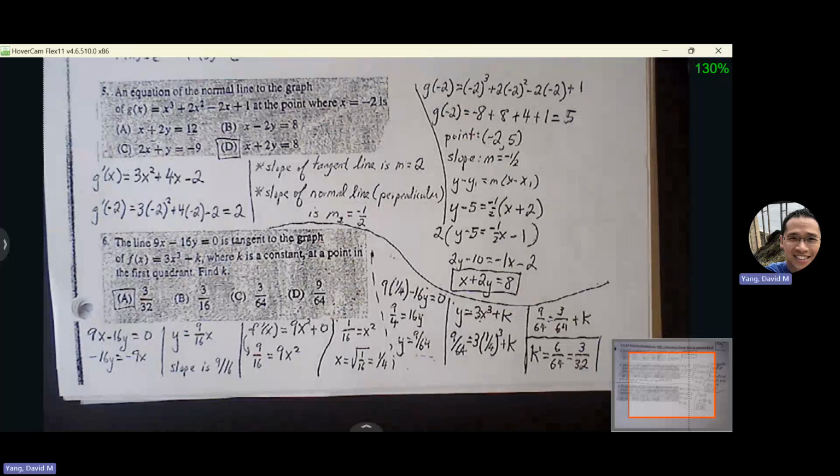Plugging -2 in for x, I get -8 plus 8 plus 4 plus 1, that's 5. So my ordered pair is (-2, 5). My slope is -1/2. I put it into point slope form first, but it's not quite matching the general form, so I multiply everything through by 2 to get rid of the fraction. Then I'm just adding and subtracting to match the form they have, and that ends up looking like answer choice D.